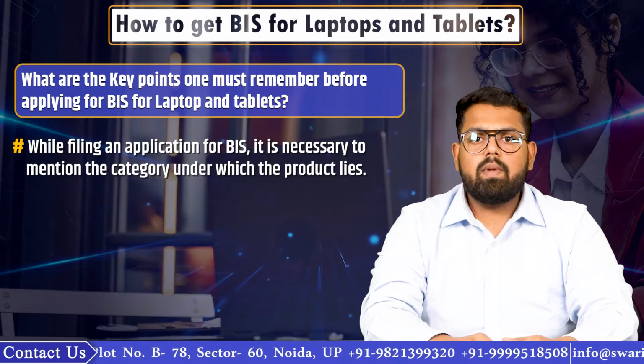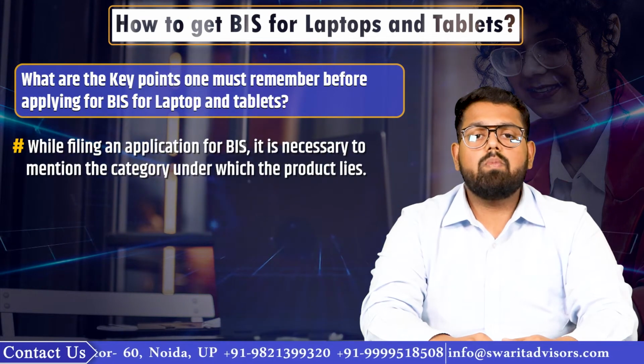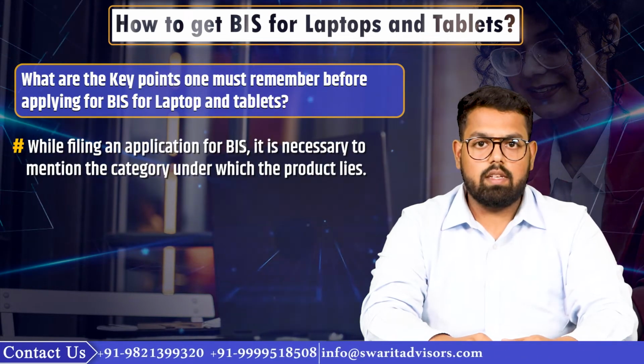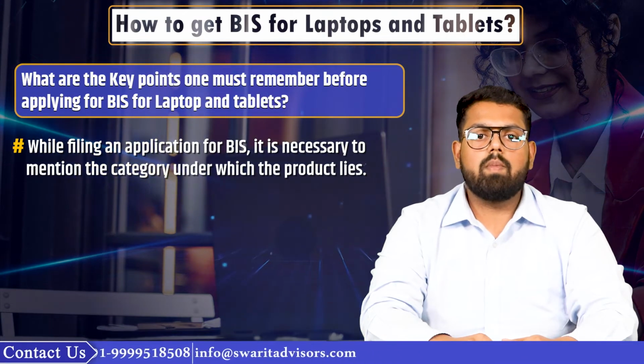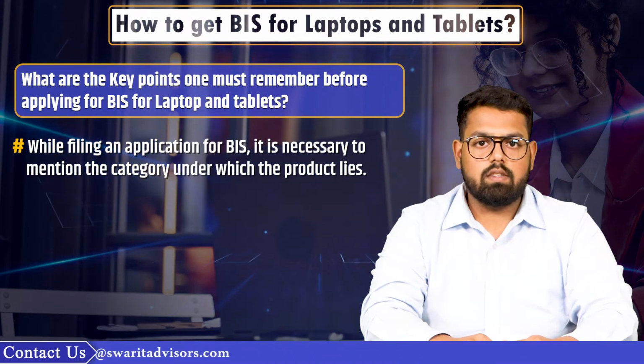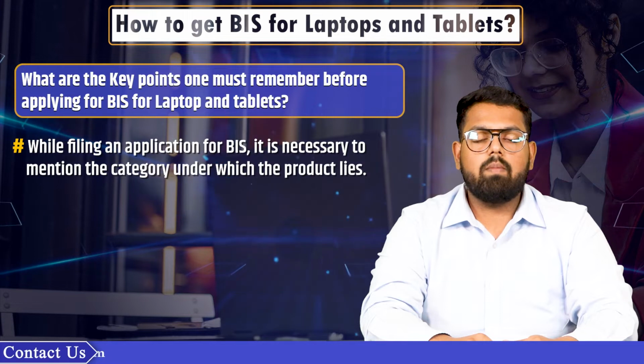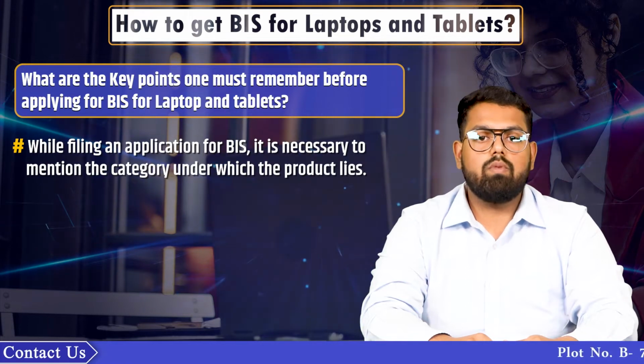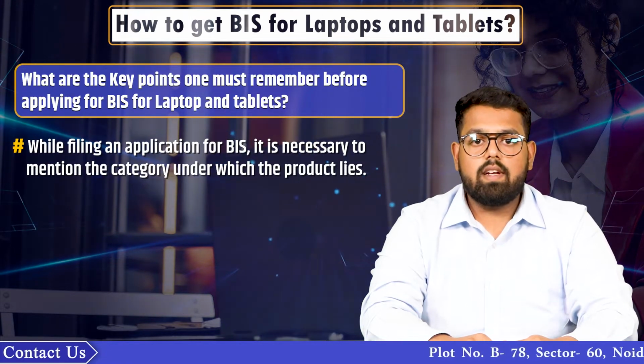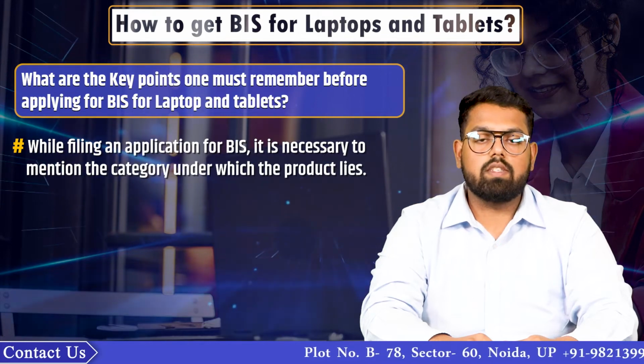While filing an application for BIS, it is necessary to mention the category under which the product lies. However, in some situations, the manufacturers require more than one license. In the case of laptops and tablets, the manufacturer needs to have two registrations, one for the device and the second one for the adapter which is given with it.